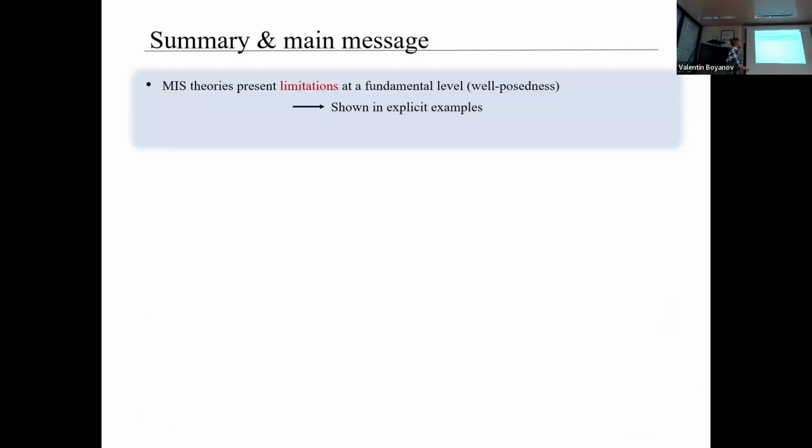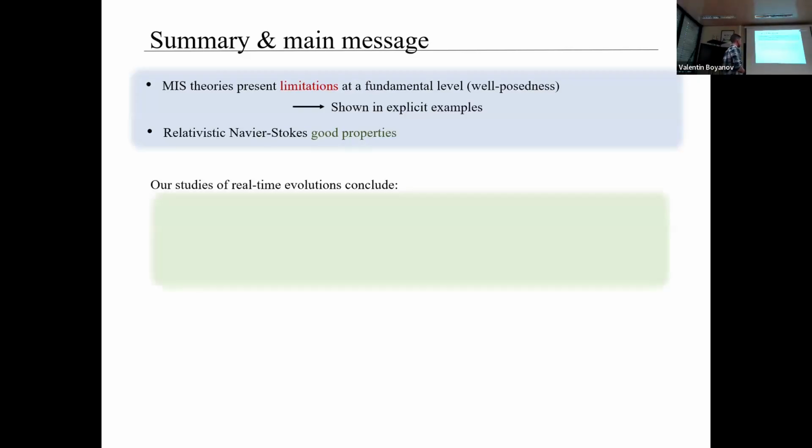Okay, so let me summarize then. I have explained that in the historical first formulation of the relativistic Navier-Stokes equations, there were some problems, as written in Landau's book, and this remained open for many years. Meanwhile, MIS theories were used to describe the data. To a large extent they do very well at describing the data, but they still present some limitations at a fundamental level, meaning well-posedness, which we have shown in specific examples, both in QCD and quark-gluon plasma. And in relativistic Navier-Stokes, these problems are absent, as long as we choose a good frame.